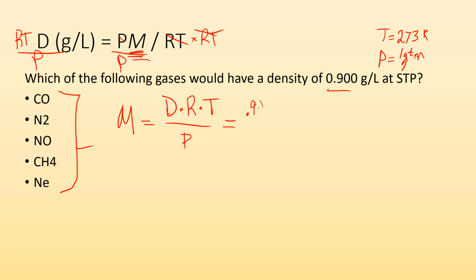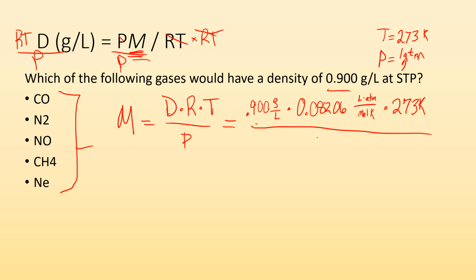I get 0.900 grams per liter times the gas constant. Well, if I want to use atmospheres, I got to use the gas constant that is in terms of atmospheres. So it's 0.08206. And the units on that are liter times atmosphere, divided by mole Kelvin. And then the temperature at STP is 273 Kelvin. And then I divide it all by the pressure. Again, this is one of the reasons why I like using atmospheres when I got a choice with STP.